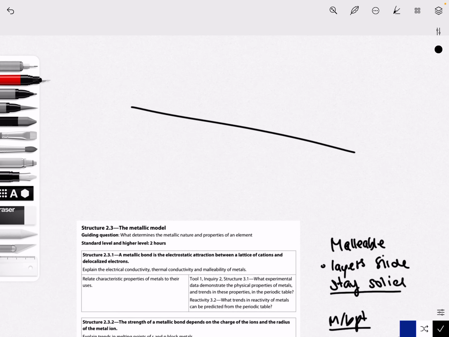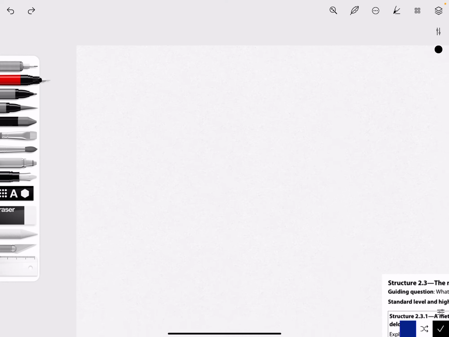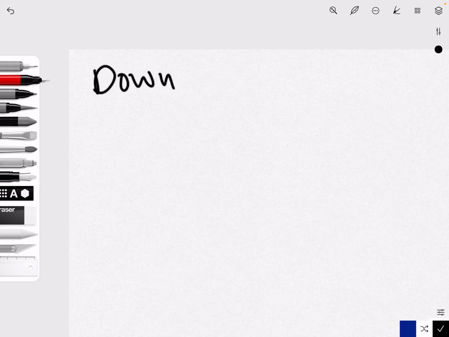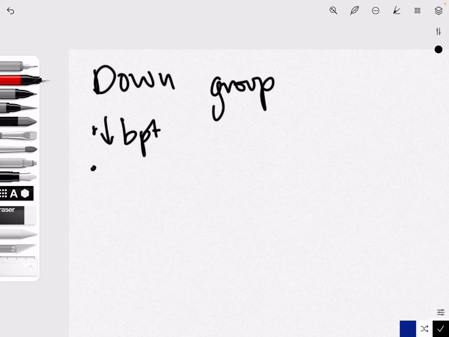In terms of periodic trends, or trends across the periodic table, so down the group, or the columns, the boiling point will decrease. And this is due to the increase in the ionic radius, which therefore will give us a weaker metallic bond.